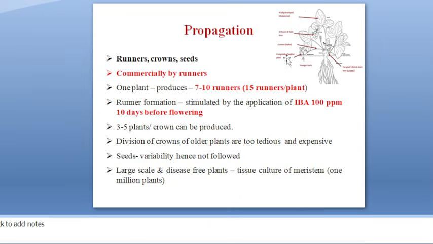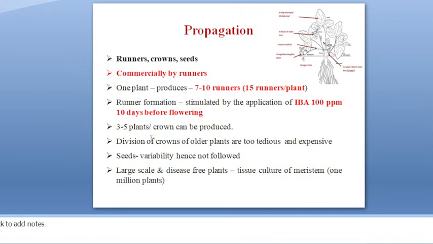The commercially followed method is runners. A well maintained, healthy plant can produce even 15 runners. So this can be used as a mother plant for multiplication purpose. After selecting the runners, we can treat them with growth regulators like IBA or IAA. IBA at the rate of 100 ppm before flowering will also help in increasing runner formation.